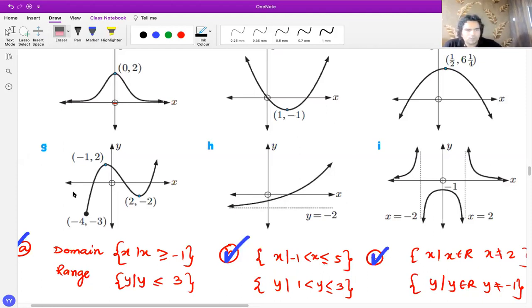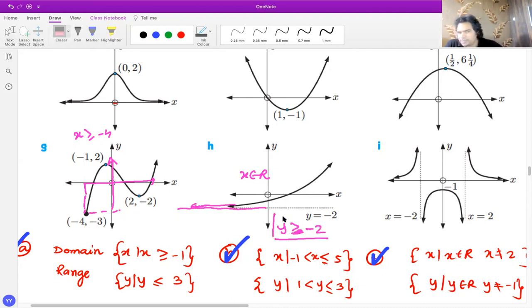So for this one, the domain is basically x greater than or equal to -4, as we can see from here onwards. And the range is y above -3. And for this one, the domain is all real numbers. And for the range, you can see that the graph is not coming below y equals -2. So the range will be y greater than -2, straight away greater than, because the graph doesn't exist here, unlike the previous one. So you'll have to say y is above -2.